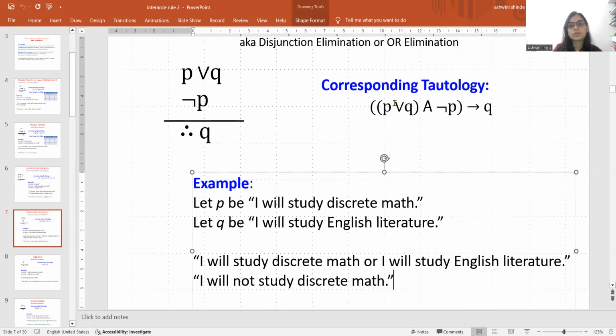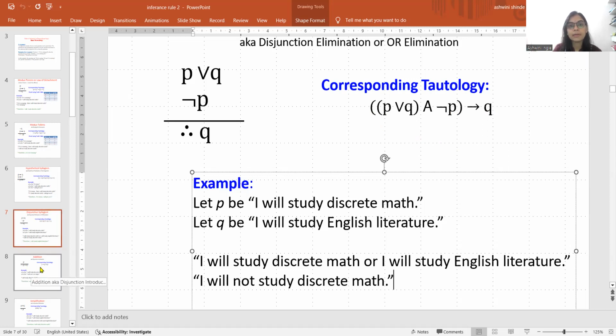Okay. Your corresponding tautology: P or Q and negation P implies Q. Or you can say if P or Q and negation P, then Q.